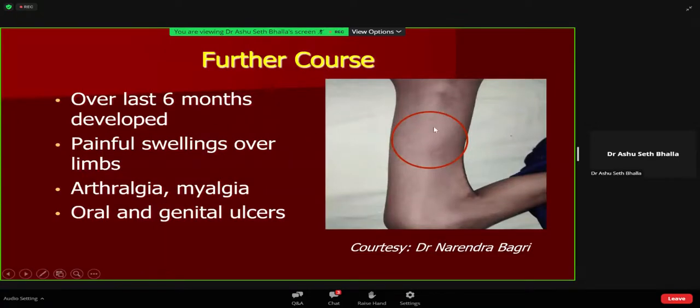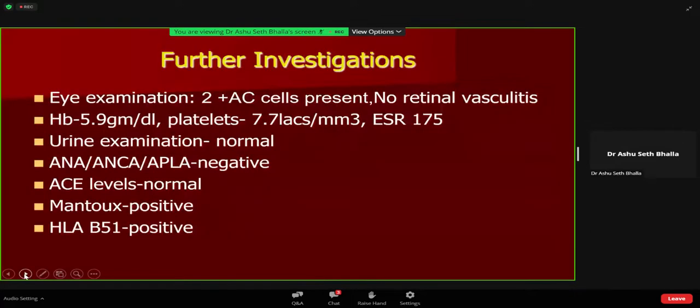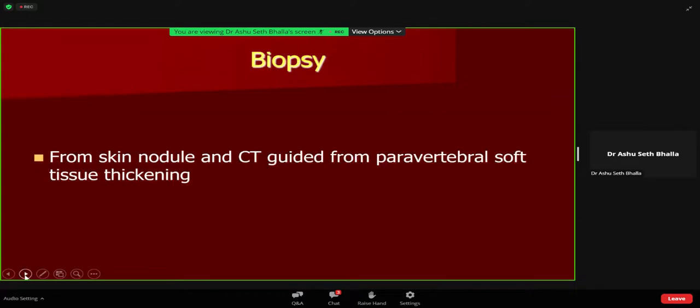Further history reveals, since obviously it's a multi-system disorder, you need other things to help you make the diagnosis. The patient has arthralgia, myalgia, ulcers, and painful swelling over the limbs. This is the ultrasound that we did, which shows wall thickening of the vessel, but also a lot of soft tissue around it. The patient also has anterior chamber cells and a very low hemoglobin, but no renal involvement. Initial ANA, ANCA, everything returns normal. But the patient has a positive HLA-B5, which means that this is Behçet disease.